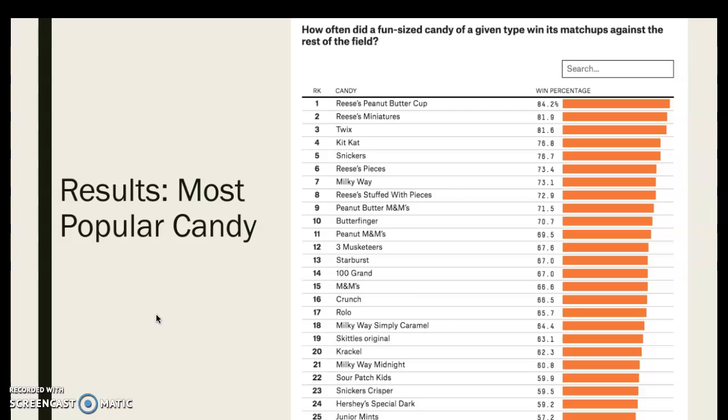And these were the results of what the most popular candy was. And it was actually Reese's Peanut Butter Cup. And second place was still a variation of a Reese's candy. There are like 80 entries in total, but only 25 fit in this slide. Sorry.